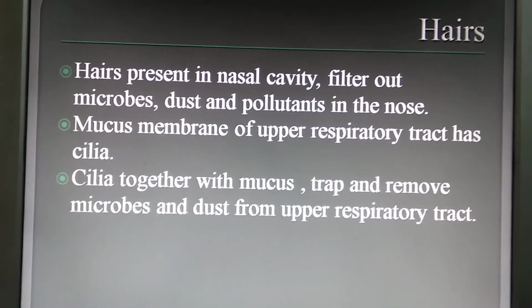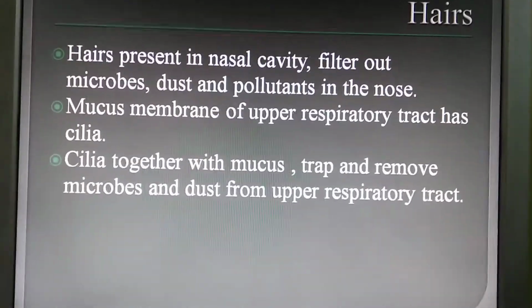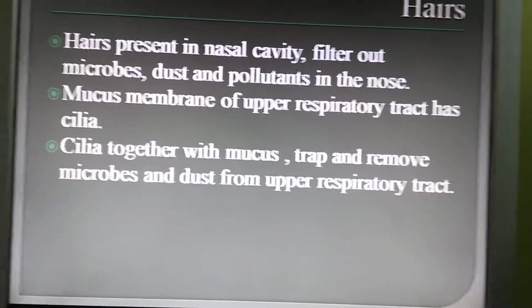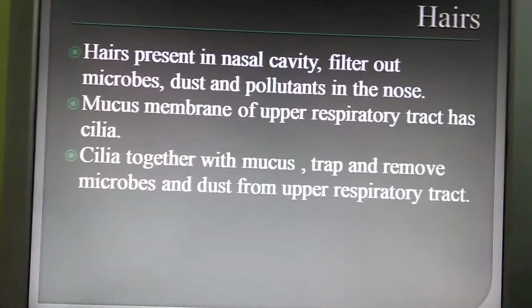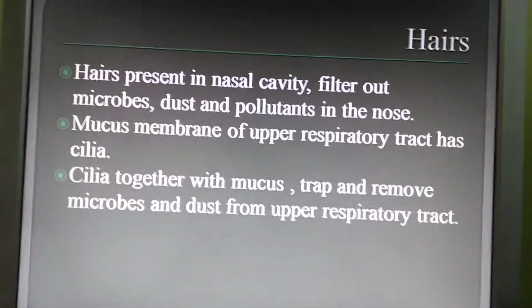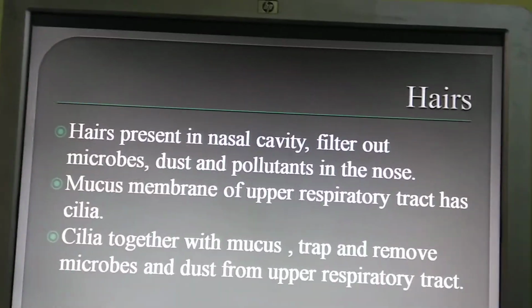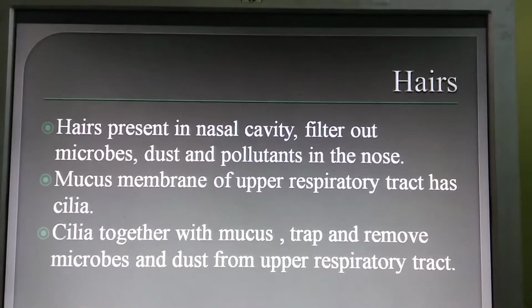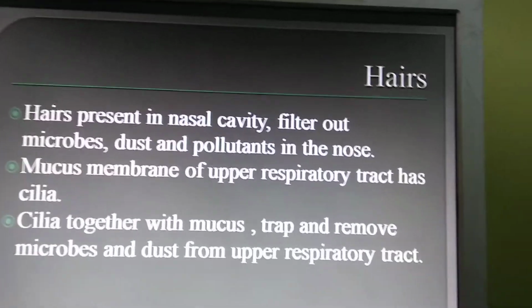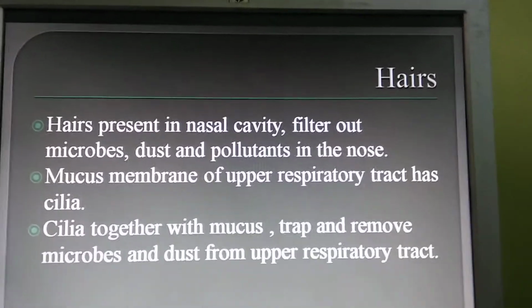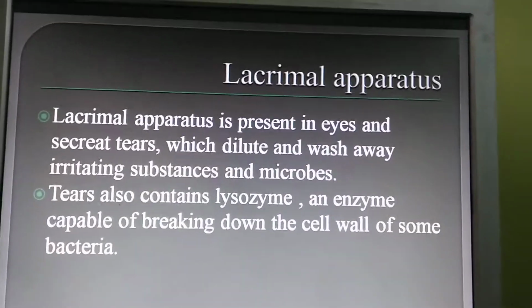Hair present in the nasal cavity filters out microbes, dust, and pollutants in the nose. The mucous membrane of the upper respiratory tract has cilia. Cilia together with mucus trap and remove microbes and dust from the upper respiratory tract.